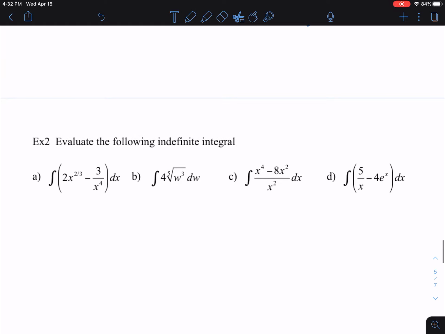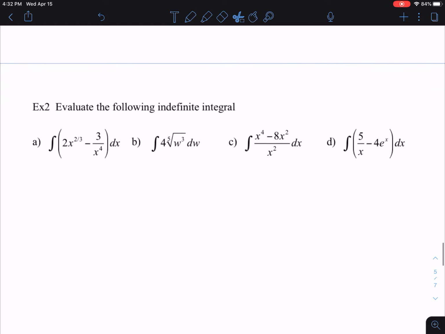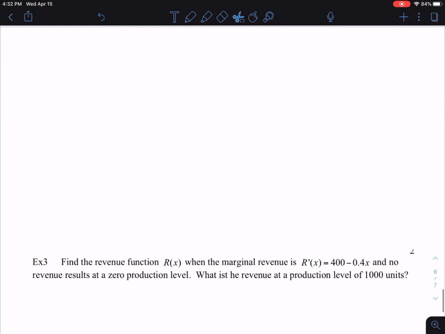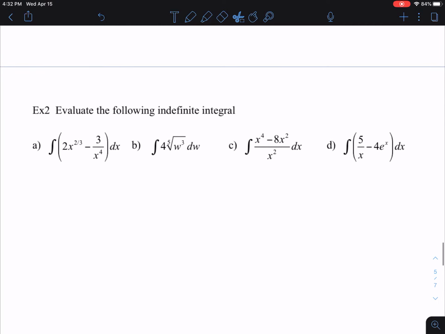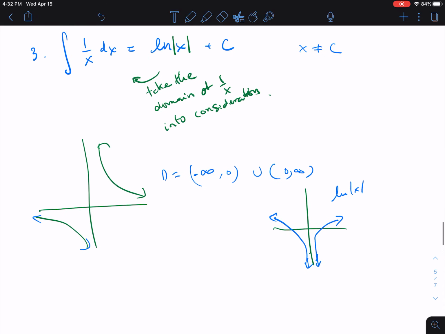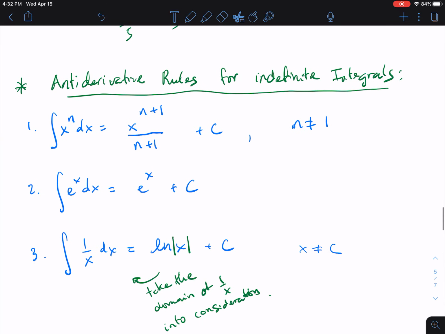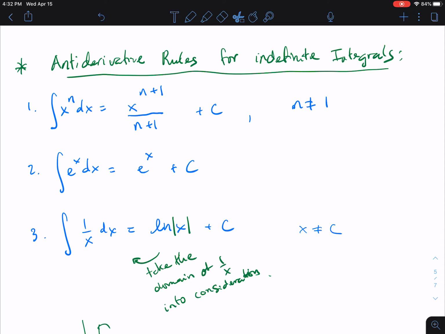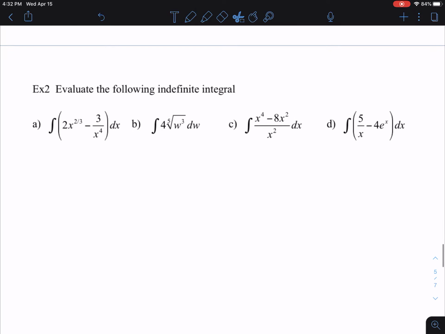Alright guys, welcome back. In this video, we're going to do 4 more examples, including a word application example. Hopefully I can get this all done in 10 minutes, but bear with me here. So let's apply these antiderivative rules that we just learned in the previous video. We have the polynomial rule, the antiderivative rule for the power rule, e to the x, and also 1 over x. So let's apply it to these examples here.